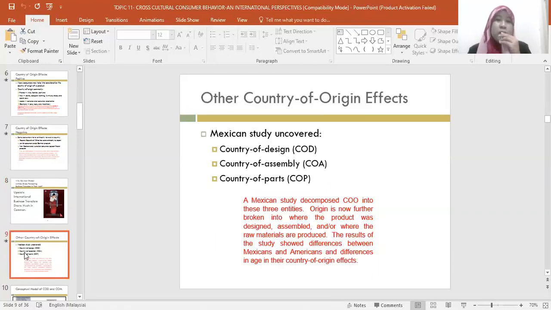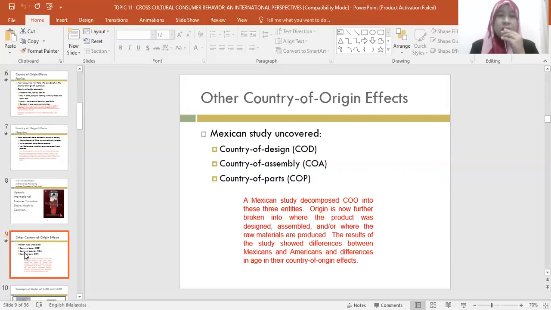All right, so we go to the next one, the country of origin effects. A Mexican study uncovered there are three elements. We have the country of design, COD, country of assembly, COA, and country of parts. Country of design, for example, if you ask me Volkswagen, if you ask me Toyota, where does the company come from? Volkswagen is from Germany, so the design is from Germany. Toyota is from Japan.